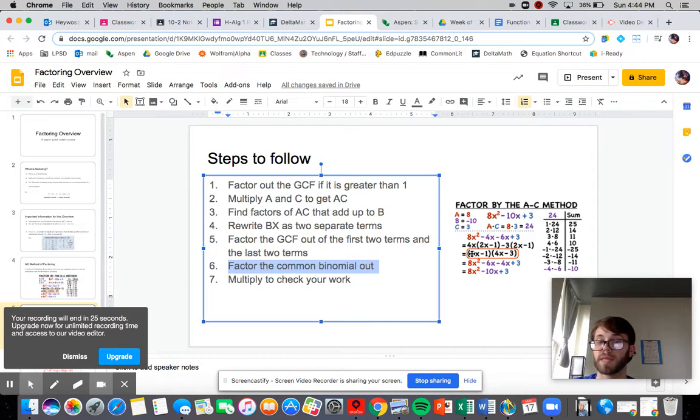So ultimately, when I factor this using the AC method, I get that 8x squared minus 10x plus 3 factors to 2x minus 1 times 4x minus 3. And then you can check that by just multiplying it back out, and ultimately you should get the same thing.